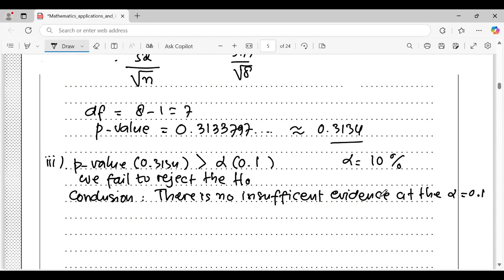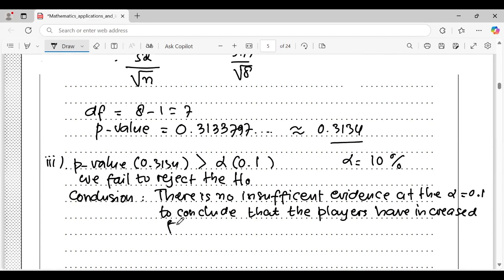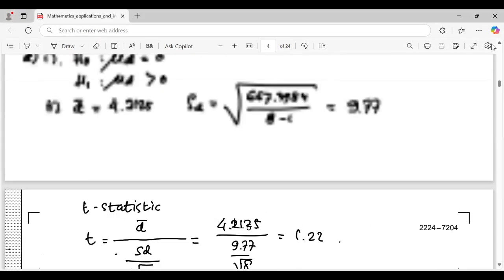And next for the conclusion, to conclude that the players have increased from year 1 to year 2. Well, next question.